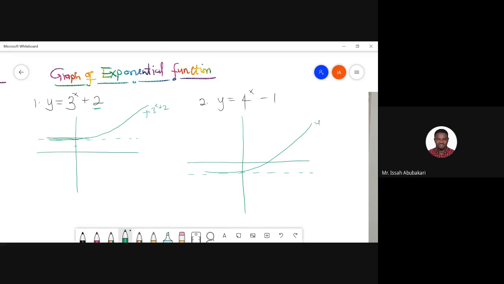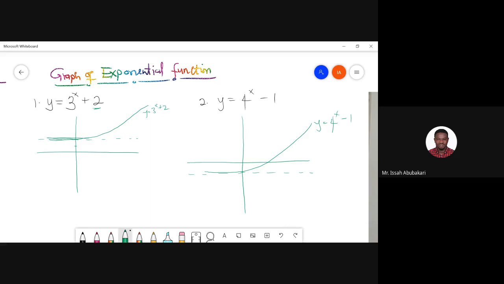So we have y equal to 4 exponent x minus 1, right? The dotted line is there to tell us that the graph can go below 0, but it will never pass negative 1. Is that okay?